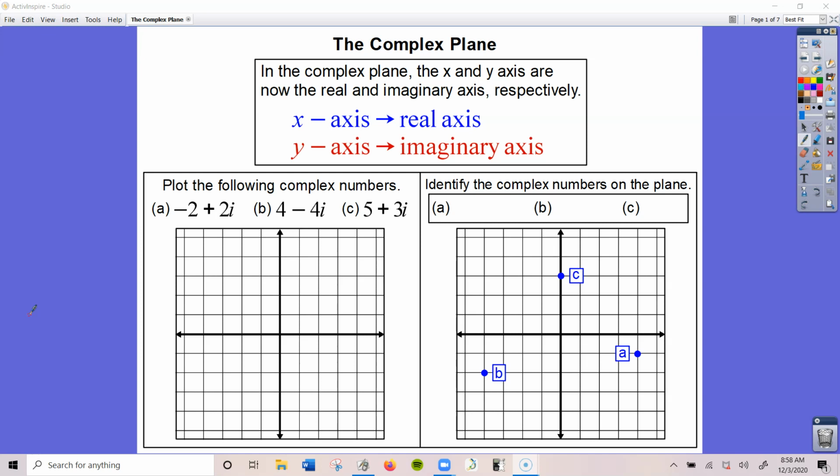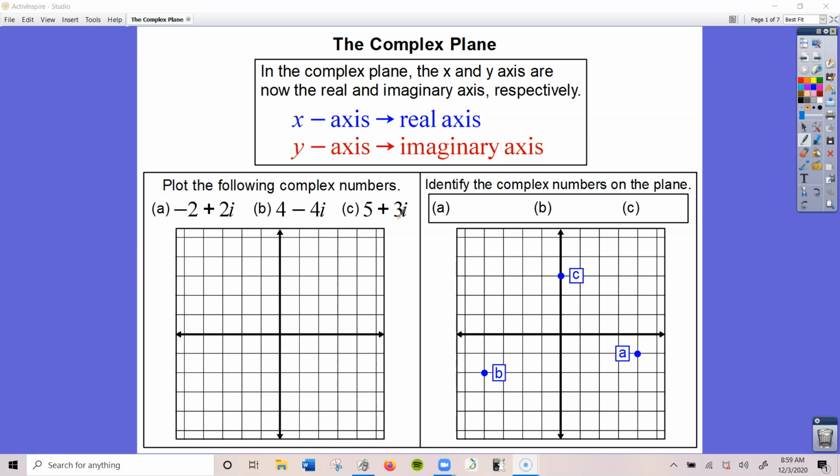Hey guys, today we're going to learn about the complex plane. In the past, we have graphed and plotted points on the rectangular grid, also called the Cartesian plane, where you have your x-axis and your y-axis. We can also plot imaginary numbers and complex numbers on what's called the complex plane. In this case, the x-axis would be your real axis, and the y-axis would be the imaginary axis.